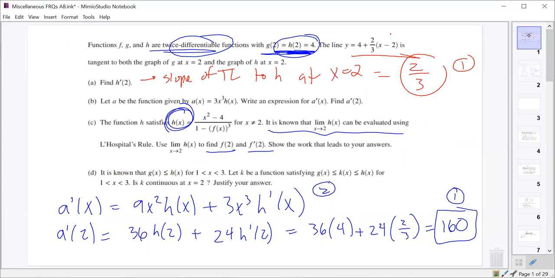Part D says it is known that g of x is less than or equal to h of x for x from 1 to 3, and that k is a function that is sandwiched between g and h, or squeezed between them. We want to know, is k continuous at x equals 2? So how are we going to determine if k is continuous at x equals 2?